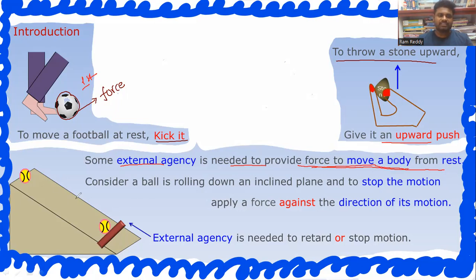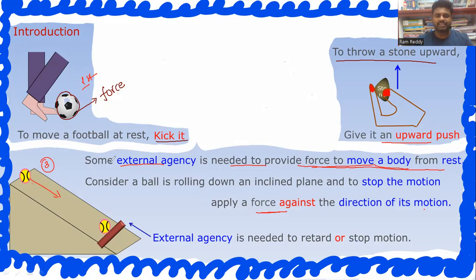Okay, and another third example: we are considering a ball rolling down an inclined plane, and we want to stop the motion. Now the ball is coming down this inclined plane. In order to stop this ball, what do we have to do? Again, we apply force against the direction of its motion. This is the direction of motion, forward. We have to apply force in the opposite direction in order to stop the ball.